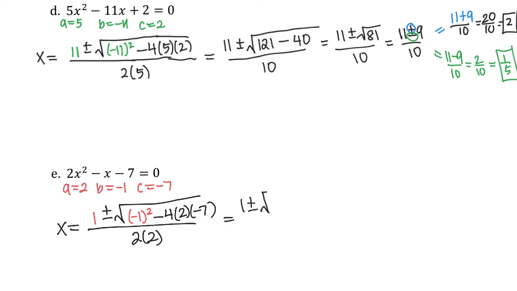Okay, negative 1 squared is going to be a positive. 1 times 1 is 1. Okay, minus 4 times 2 is minus 8. Minus 8 times 7 is positive 56 over 4.